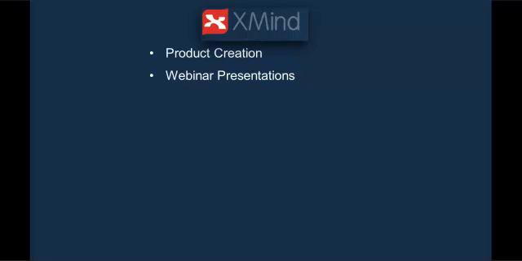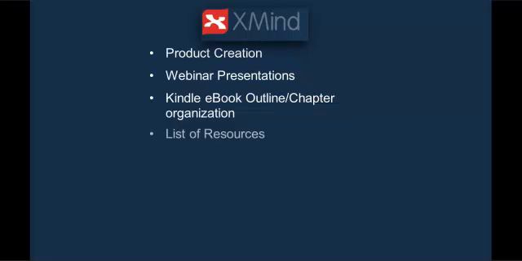The product is already created, I'm going to show it to you, but I'm going to show you how I created that mind map, okay? It's going to be really, really nice. And you can do webinar presentations as you see there on your screen, and you can use it for Kindle ebook outlines and your chapter organization when you're formulating your Kindle ebooks for sale. And you can use it for a list of resources where you can always jump to, because with XMind you can add links and all kinds of good stuff, and we'll get into that. It's going to be a real fun course.